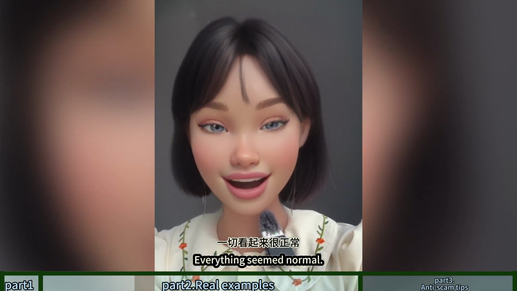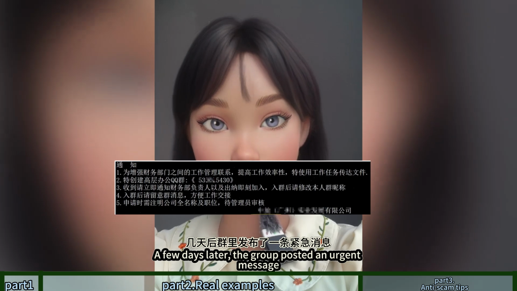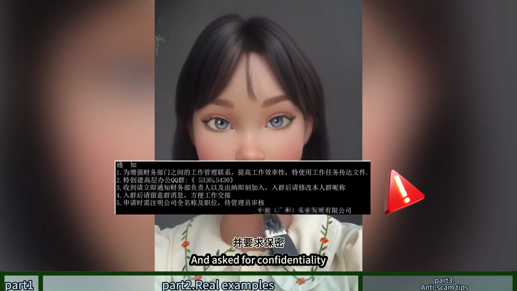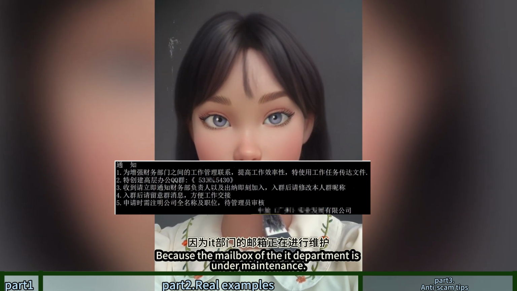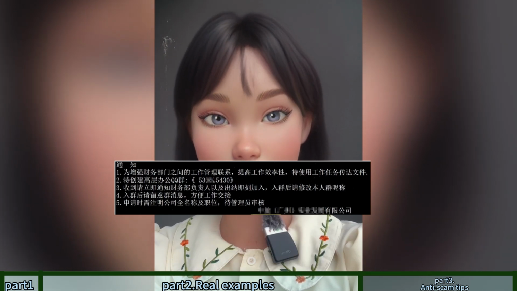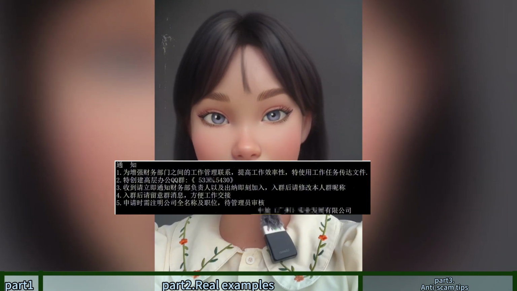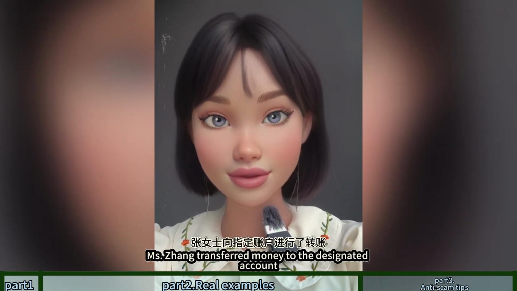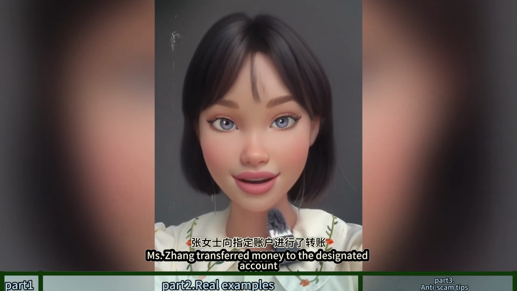Everything seemed normal. A few days later, the group posted an urgent message requesting immediate payment to a new supplier, and asked for confidentiality, because the mailbox of the IT department was under maintenance. That's why it was notified by the QQ group. After multiple leaders confirmed the urgency and authenticity of the news, Ms. Shan transferred money to the designated account.